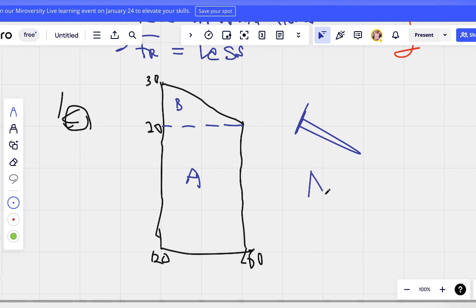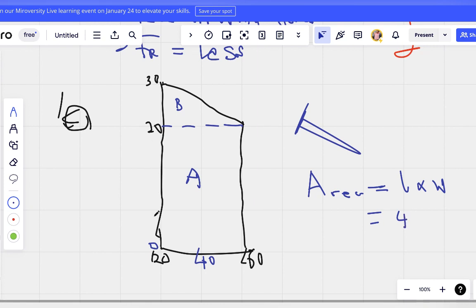Area of A is a rectangle, so A is equal to length multiplied by width. From 120 to 160 is 40, so this side is 40. From 0 to 20, here is 20. So this will simply be 40 multiplied by 20.